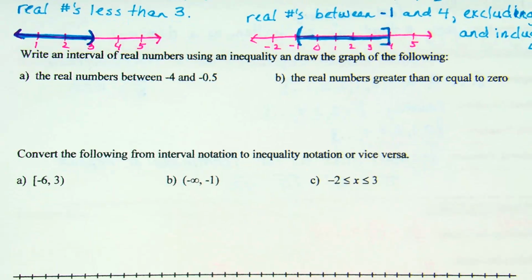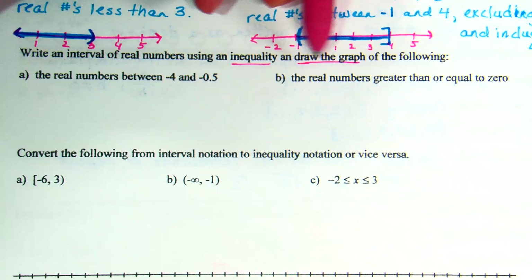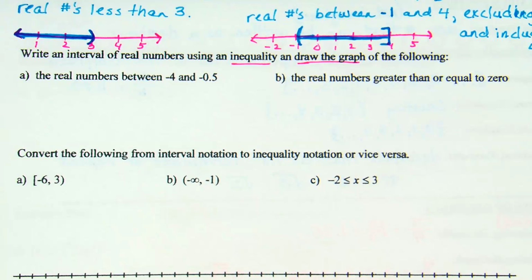Write an interval of real numbers using an inequality and draw the graph of the following. Now, I'll be honest, we'll probably practice interval notation here too, but okay, so we're kind of reversing what we did last time. The real numbers between -4 and -5/10. You can either tell me what the inequality looks like there, or you can tell me what the graph looks like there. Thoughts?